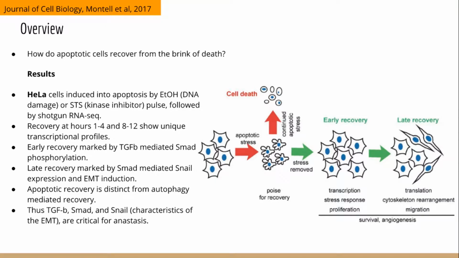They wanted to see what genes were most upregulated during these initial periods of recovery. So they induced apoptosis with ETOH, which induces DNA damage, or sometimes they used STS, a kinase inhibitor, and they observed robust caspase-3 activation, so they see it everywhere, and then they sequenced their RNA profiles. Following recovery from widespread caspase-3 activation, they found two unique stages of transcription following apoptosis. The first few hours were marked by significant TGF-beta signaling and SMAD phosphorylation, and the later second stage of recovery was marked by snail expression and EMT induction.